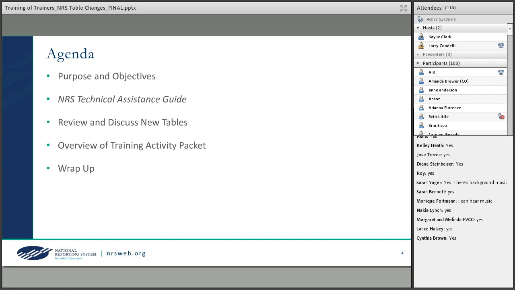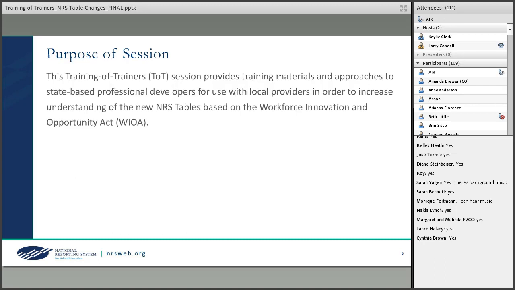So the agenda today is, first, I'm going to go over a little bit about the new NRS Technical Assistance Guide. It's not so new, but I'll point out a few things that you might have missed. Then we're going right into the tables and the changes to the tables. We're not going to go over all the tables, just the tables that have been changed. And then we'll have a brief review of the activity packet for your use. I think you'll all have received that in your email announcing the webinar. If you haven't, we will make it available on the website or email it to you if you request it. So I'm just going to start right in.